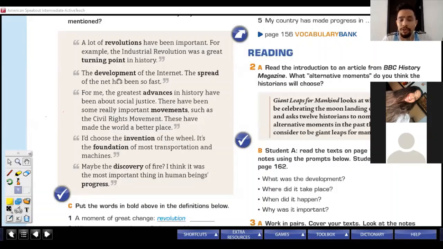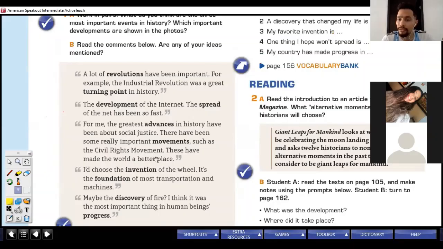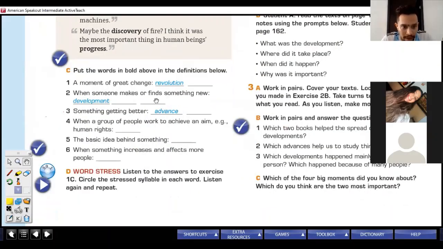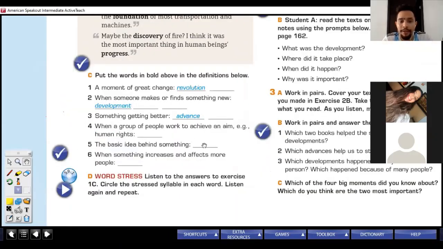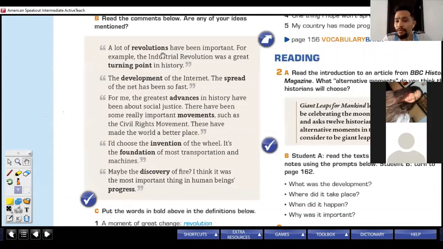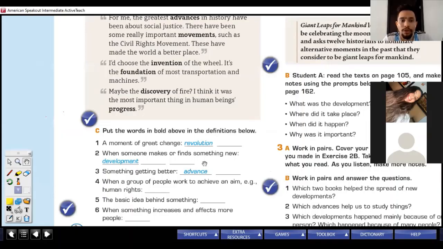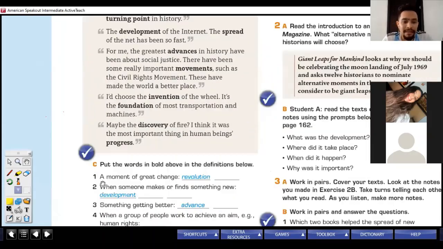As you can see right here, we have some words, and all of these words are related to history. When we speak, we can use these words related to history. Now, in this exercise, we have some definitions. You already said the definitions, but now you just need to put the words in the right place, in the blanks. So let's do it all together. Number 1 says a moment of great change. It says here that a moment of great change is a revolution. But what else can it be, a moment of great change? I'm sorry, I got confused.